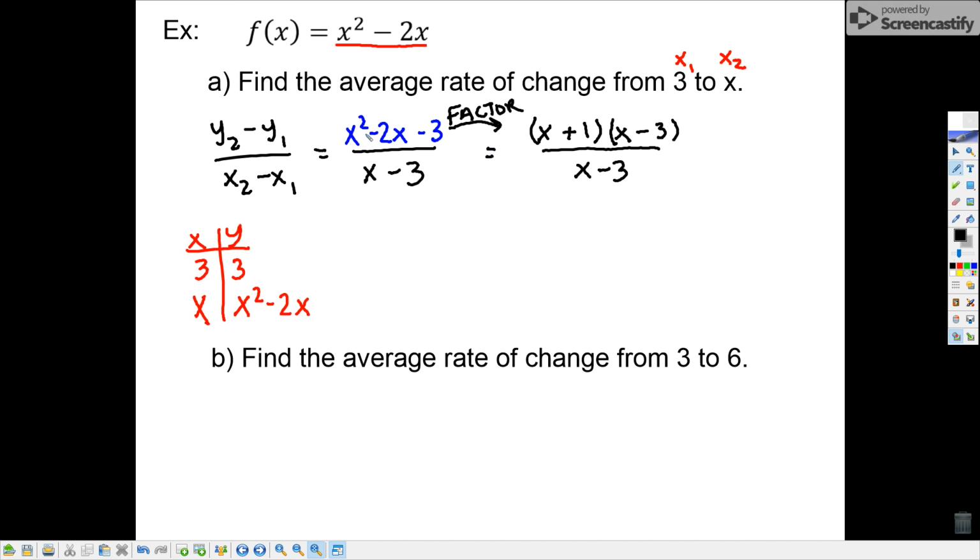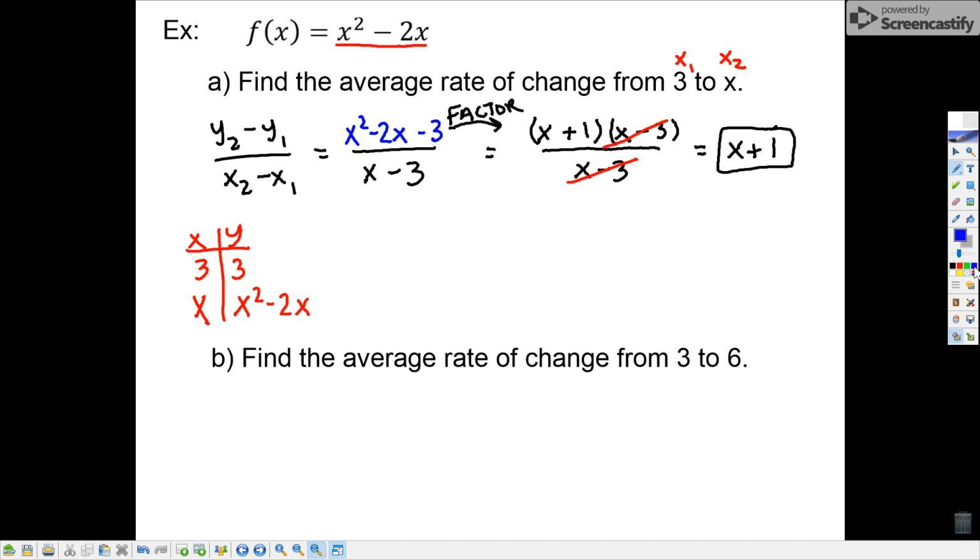Okay, so when I factor, I get x plus 1, x minus 3 over x minus 3. Now you're going to notice that you have a common factor, or a value you're multiplying on top and bottom. So it's x minus 3. So you can eliminate that common factor because when you divide them out, it's equivalent to 1. So your final answer is just x plus 1.